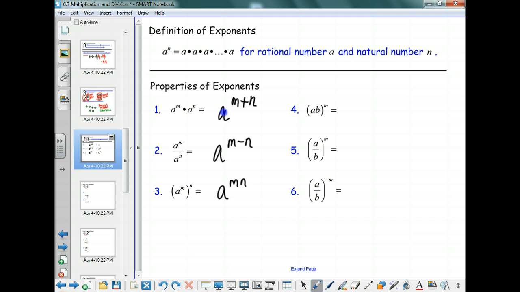All right, these other three. What happens when you have two values raised to an exponent? Two values that are multiplied. That allows you to distribute. And what about when you have a fraction that's raised to an exponent? Yeah, it's like distributing again, right? We're distributing to the top and to the bottom.